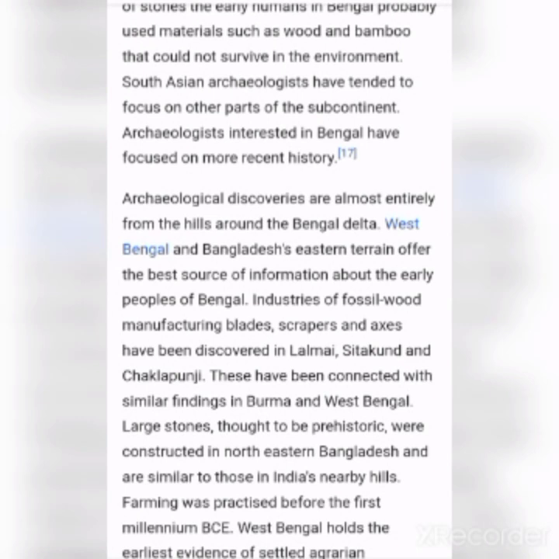Archaeological discoveries are almost entirely from the hills around the Bengal Delta. West Bengal and Bangladesh's western terrains offer the best source of information about the early peoples of Bengal.